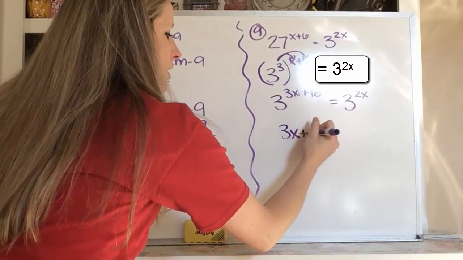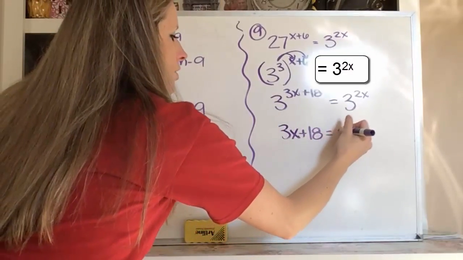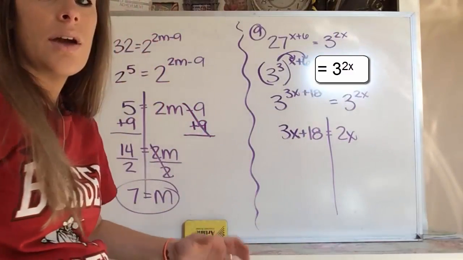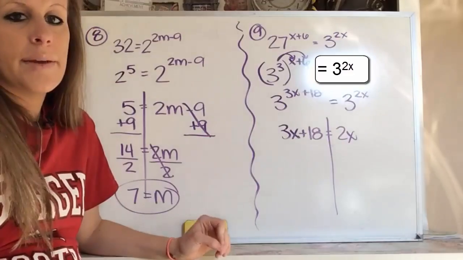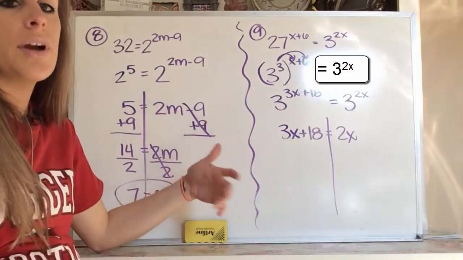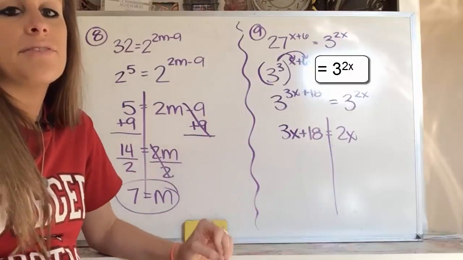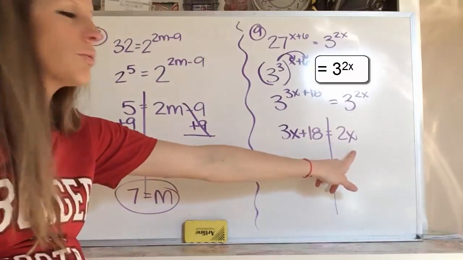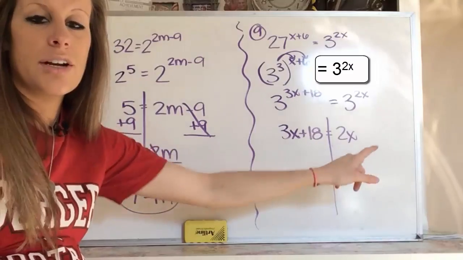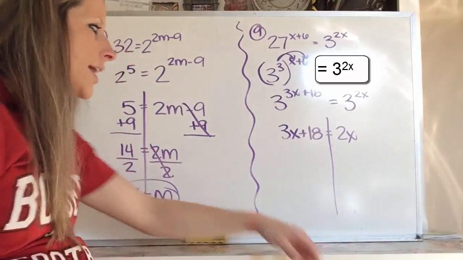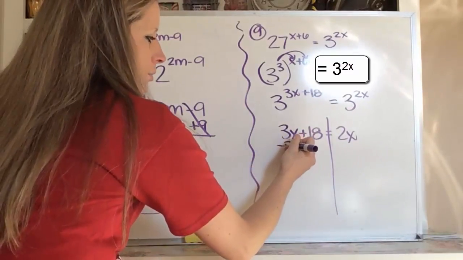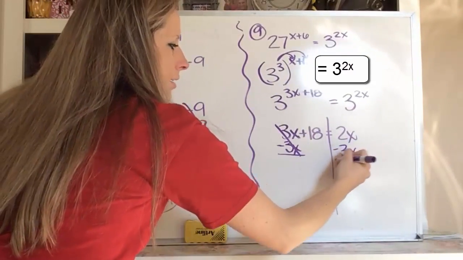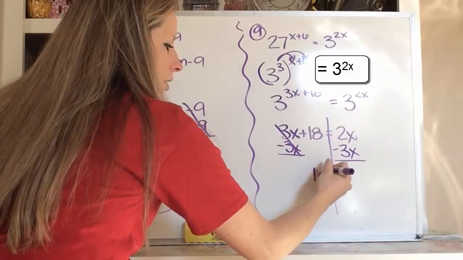So 3x plus 18 equals 2x. Now remember, you want your x's on the same side. Whether it's on the left or the right, it doesn't matter, but they have to be together. I would actually move this to the right just because that 2x is already by itself on the right side. So subtract 3x. And you can do it either way. You'll get the same answer.